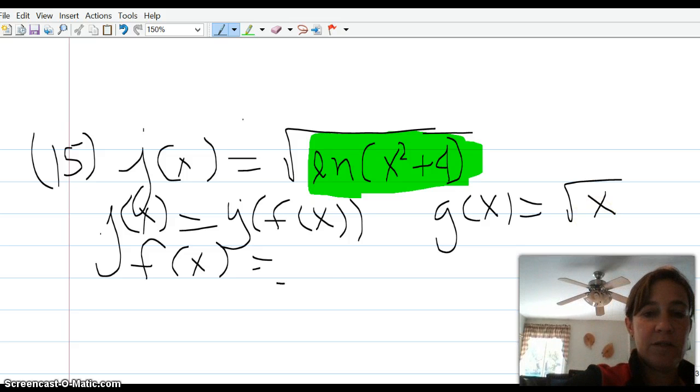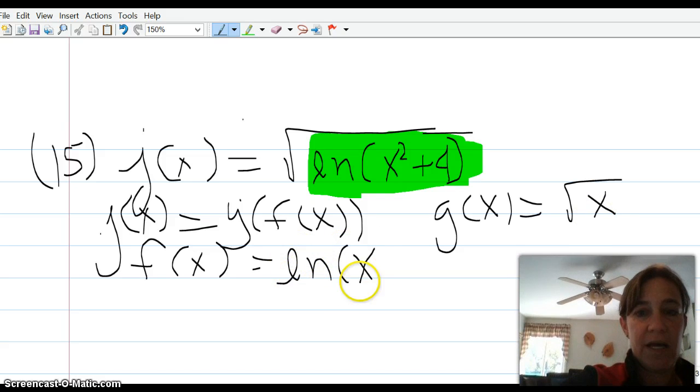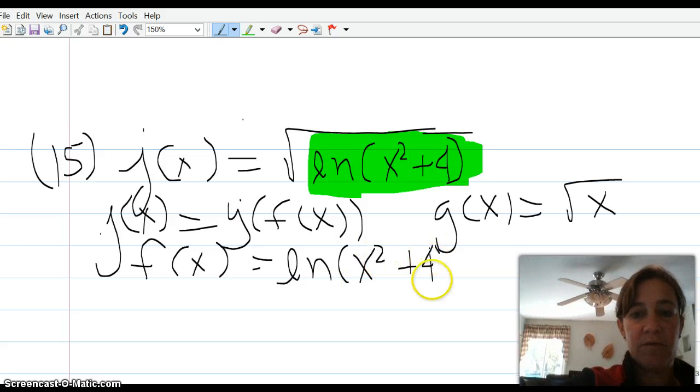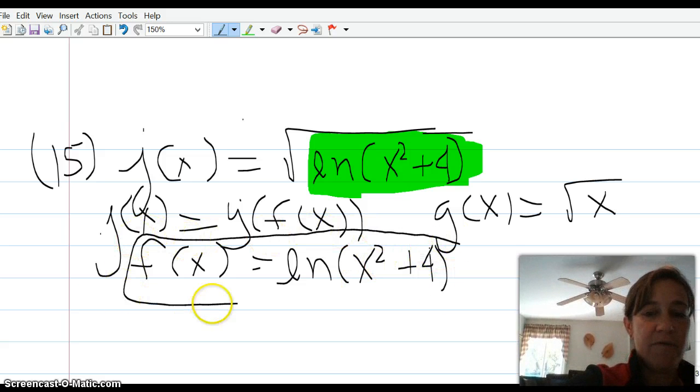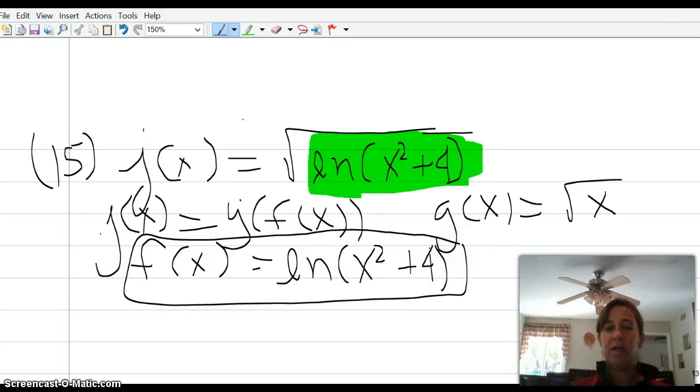So we see what I'm taking the square root of is this whole function ln of x squared plus 4. So this is my final answer for decomposing it, where ln of x squared plus 4 is my input to the square root function.